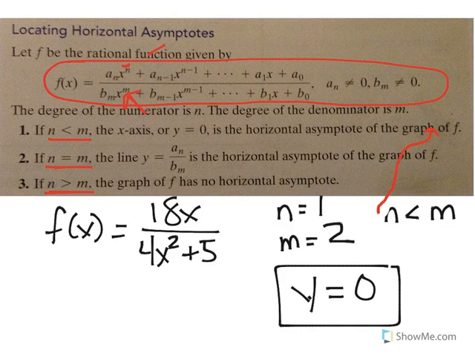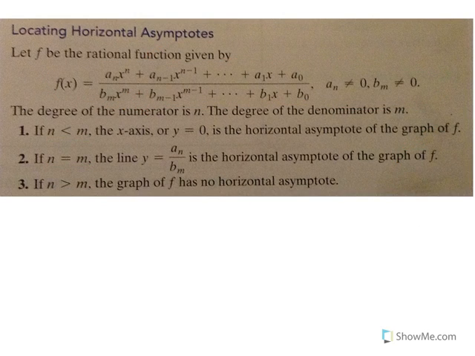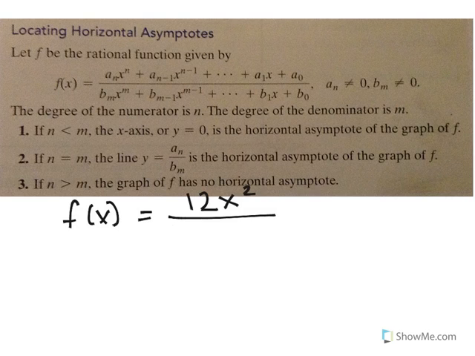So let's do another one here. Another problem I have is f of x is equal to 12x squared all over 4x squared plus 3. What is my n? What is my m? So my n here is 2. My m here is 2.